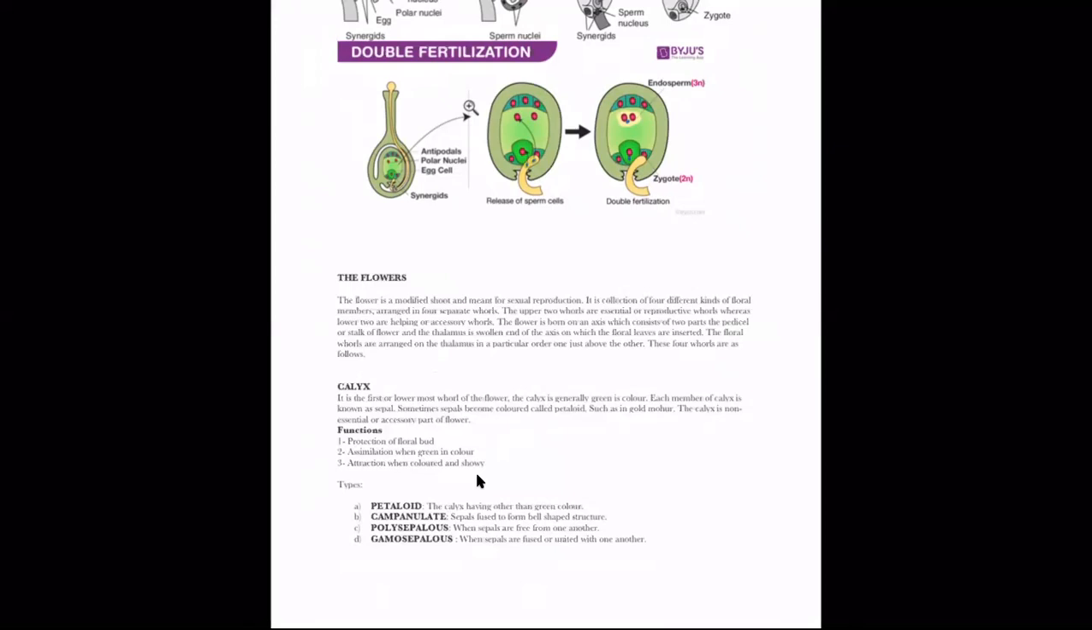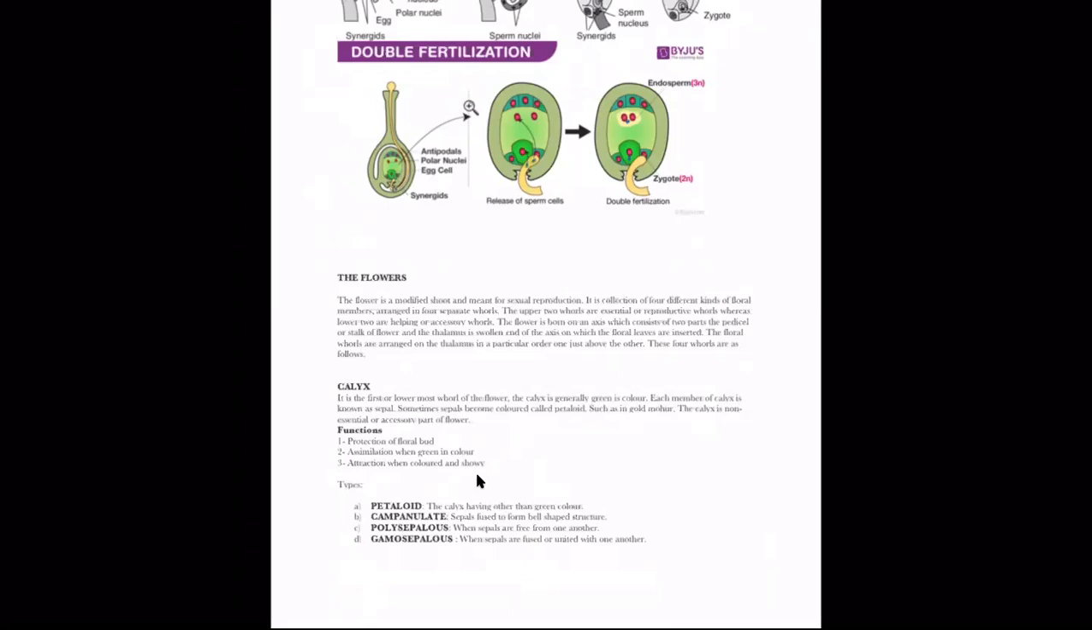It's page 108. Okay. So the floral whorls are arranged on the thalamus, which we're just going to talk about. The first whorl that we're going to talk about is the calyx. It is the lowermost whorl of the flower. The calyx is green in color. Each member of the calyx is known as a sepal. So multiple sepals make the calyx.